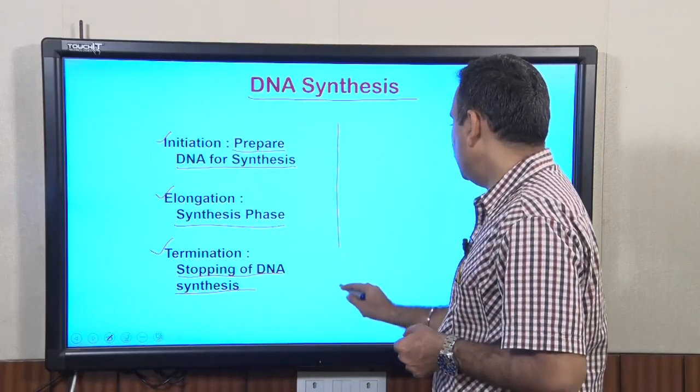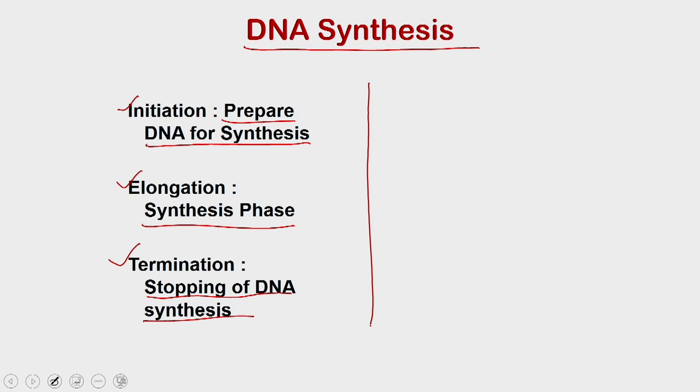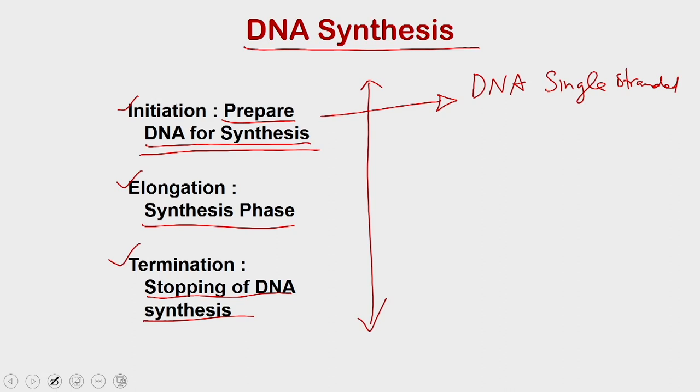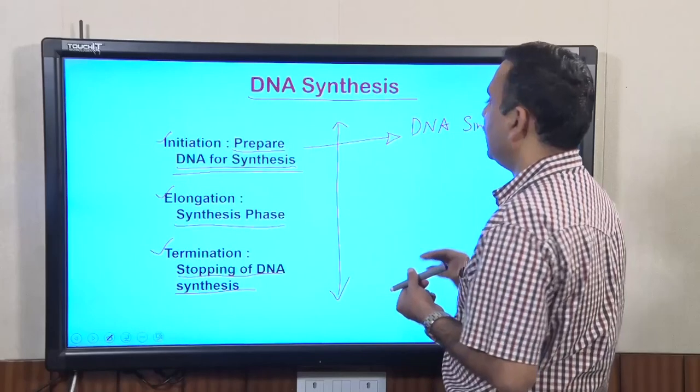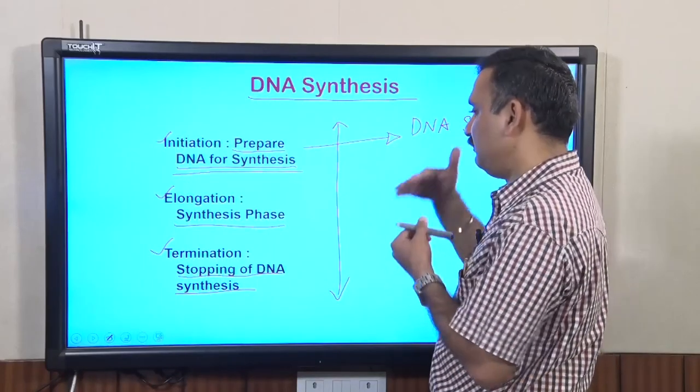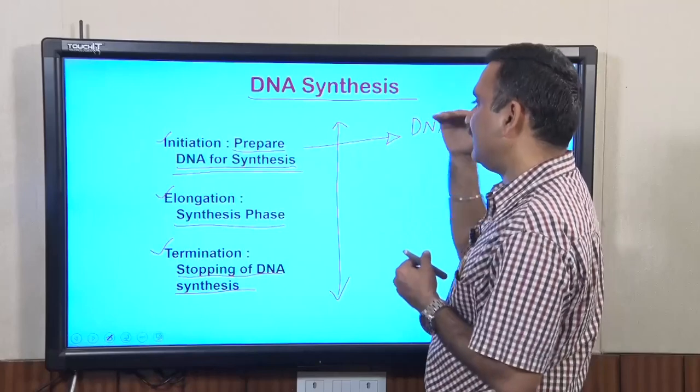Now, if I want to do all these reactions under an artificial situation, or in an in vitro system, what I have to do is, if you see the initial stage, what we are doing is making the single stranded DNA, okay? We are making a single stranded template, okay? In the biological system, you prepare the DNA for synthesis simply by adding the enzymes as well as the factors which ensure that the template is broken down into single strands, and then it remains single stranded.